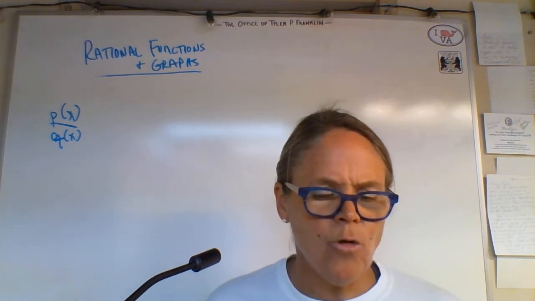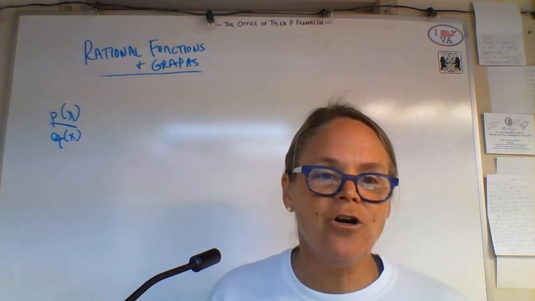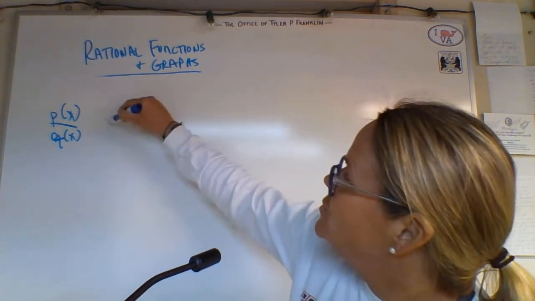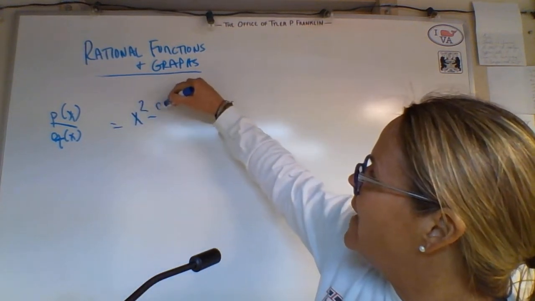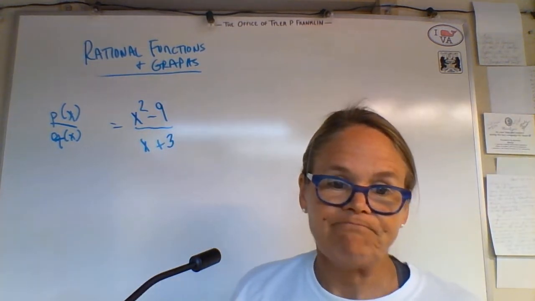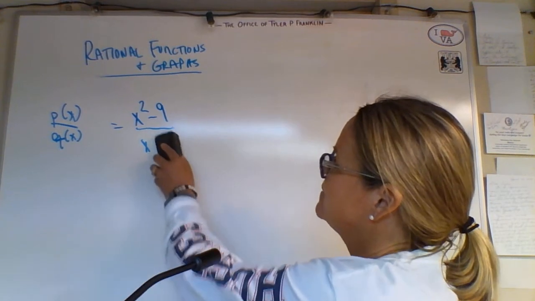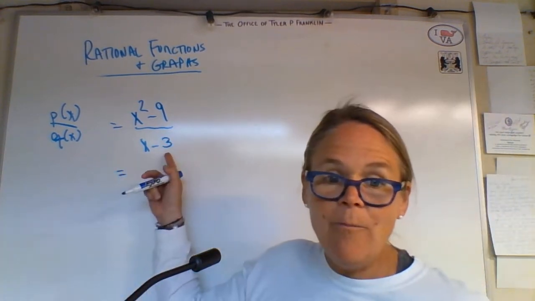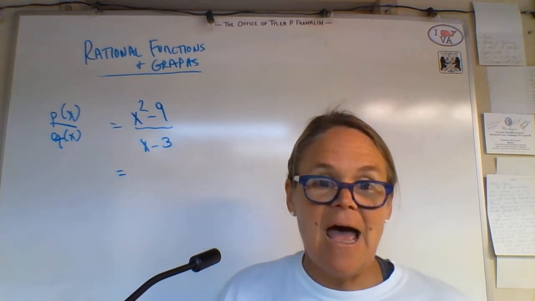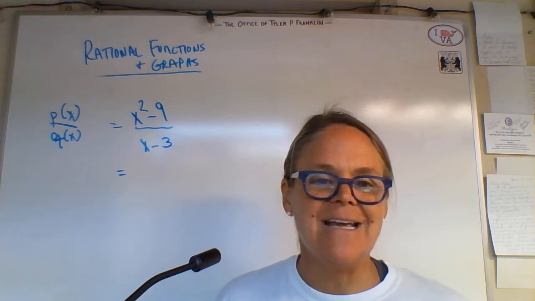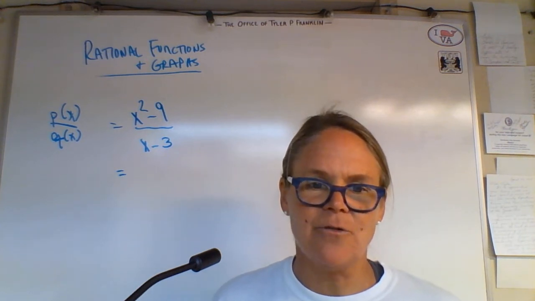Now, a discontinuity or a hole in your graph occurs when there's a common factor in the top and the bottom. So an example would be something like x squared minus 9 over x plus 3, or x minus 3 is, I think, what you guys see. So if you think domain, x cannot equal 3. So it'd be all real numbers except x equals 3.